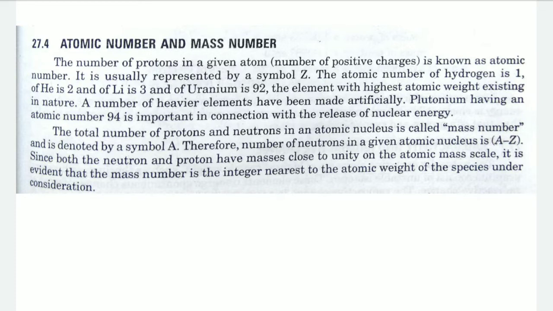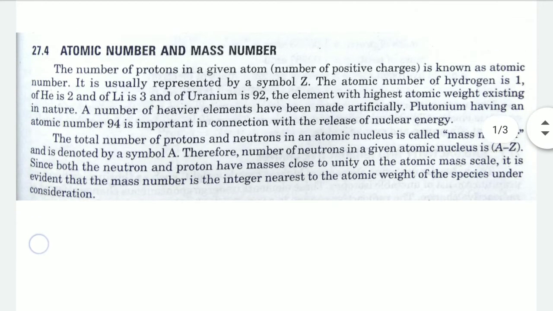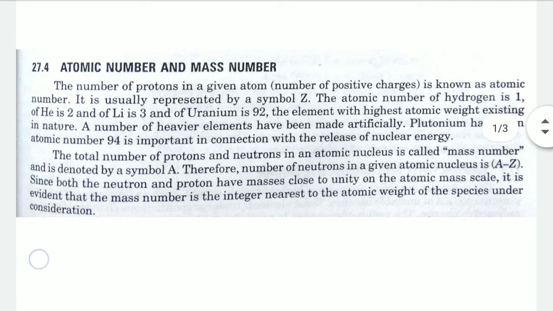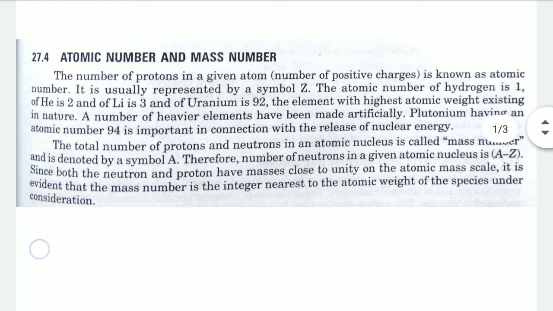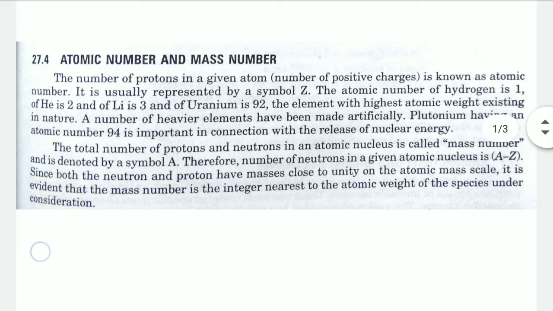A number of heavier elements than uranium 92 have been made artificially. For example, plutonium, having an atomic number of 94, is important in connection with the release of nuclear energy. These are required for releasing nuclear energy. So this is regarding the atomic number.